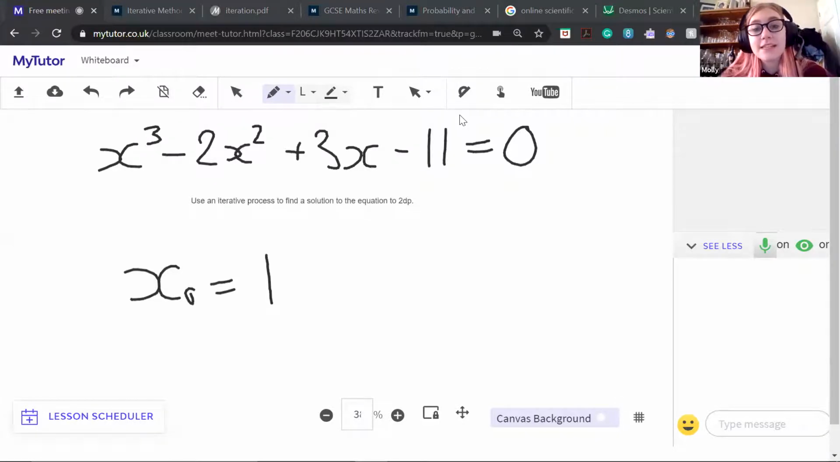Yeah, someone said, do we press enter till the answer stays the same? Yeah. Sometimes they'll want you to show your working a bit more, so you might have to write x0 equals 1, x1 equals this, x2 equals this. That's why they only say to 2dp. But to check your answer, just hit enter till it stays the same, and then you'll be sure.